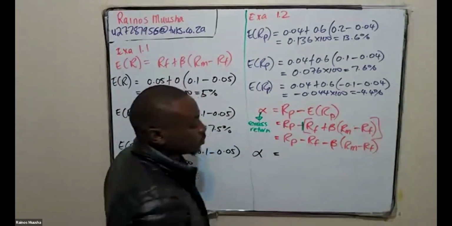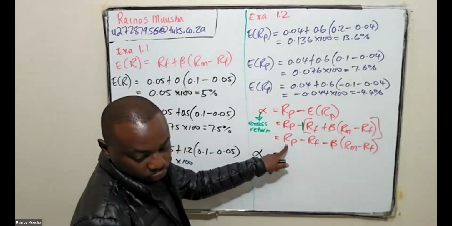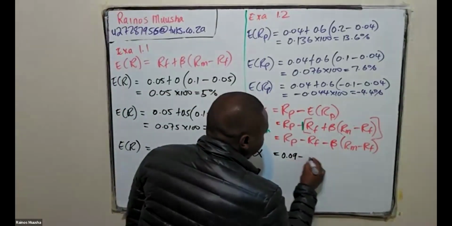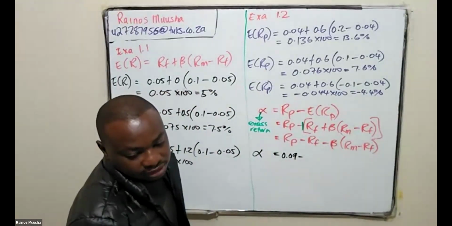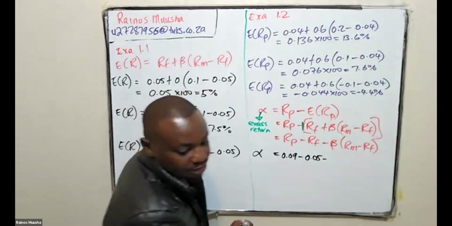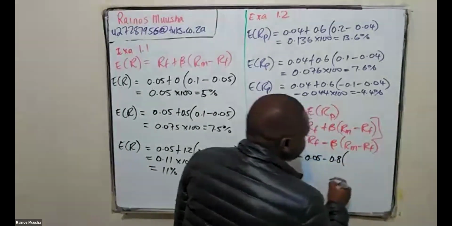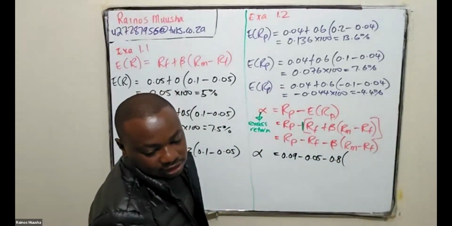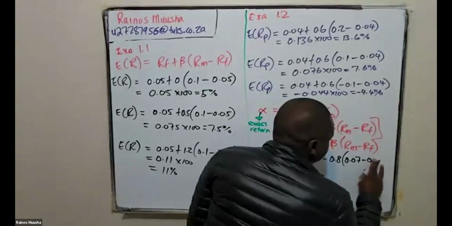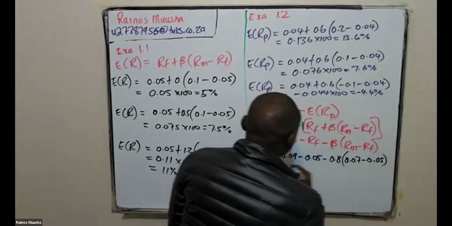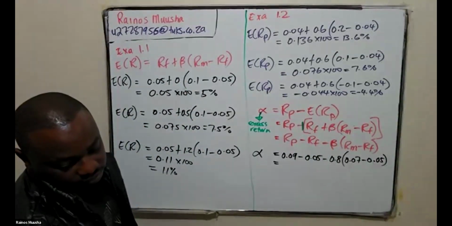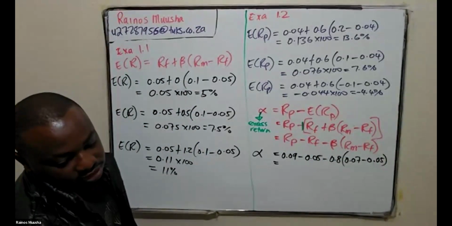So your alpha is equal to the actual return of the portfolio, which is the actual return determined by the manager, which is 9%. So it's 0.09 minus the risk-free rate of return, which they give us as 5%. So it's 0.05 minus the beta, which is given as 0.8, in brackets, your market return, which they give us as 7%. So it's 0.07 minus the risk-free rate, which is 0.05. So given this information, how much would you get as your alpha? So if you do the calculation there, how much do you get as the alpha?